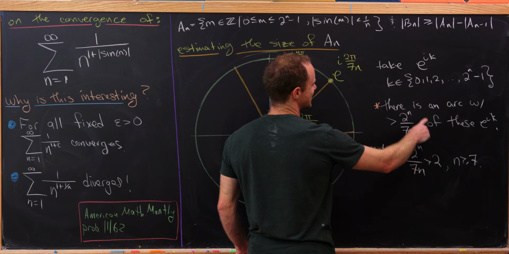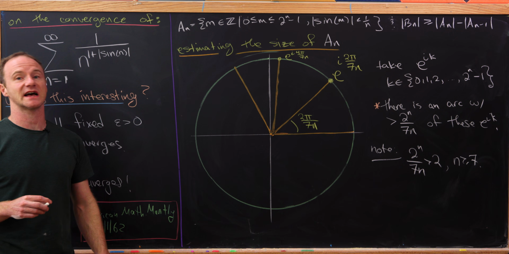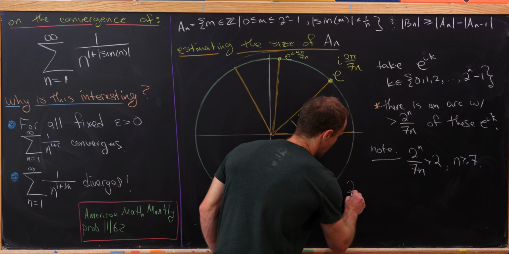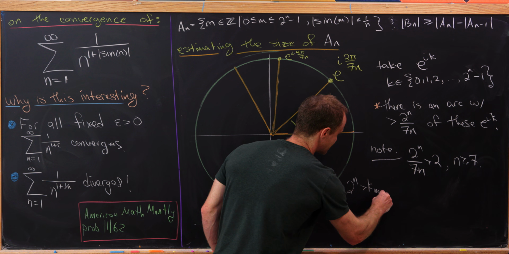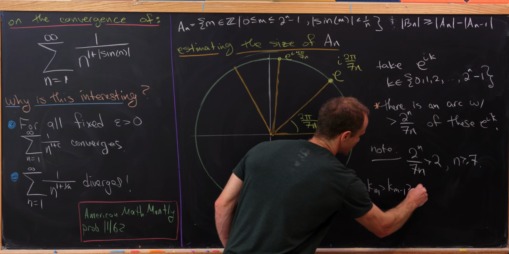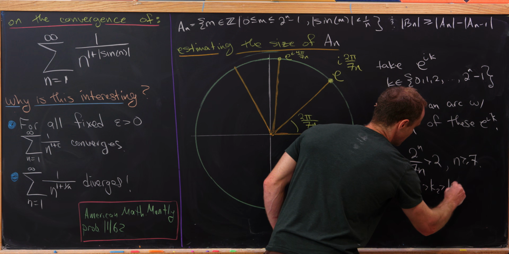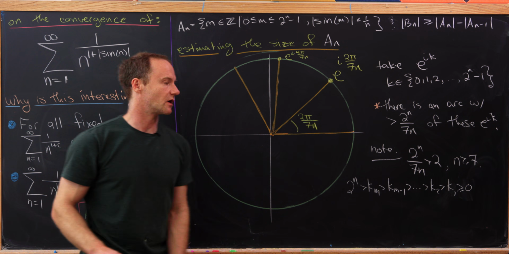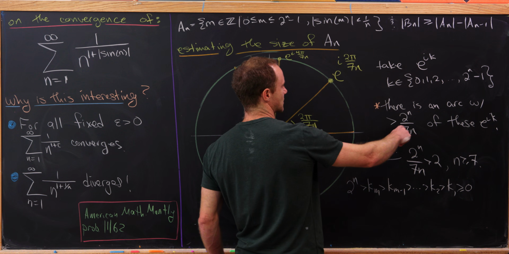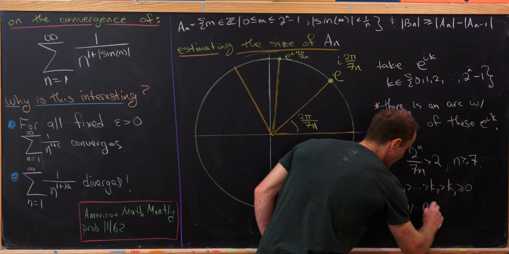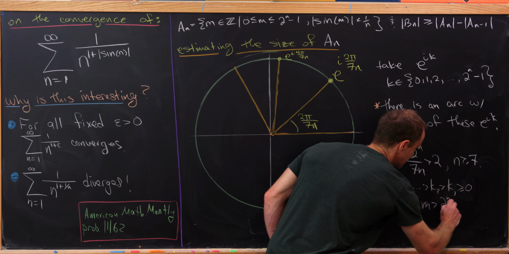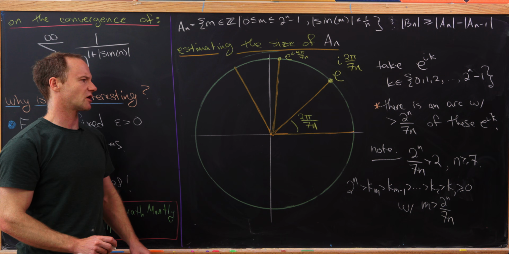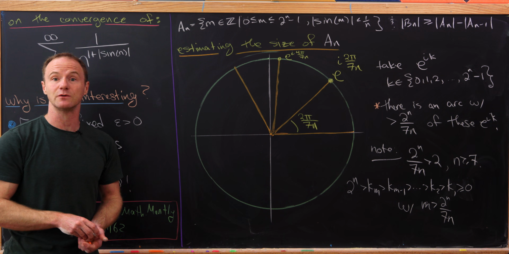Now let's enumerate these k's whose complex exponentials end up in the same part of the arc. We're going to do it in decreasing order. So we'll have 2 to the n is bigger than k sub m, which is bigger than k sub m minus 1, all the way down to k sub 2, which is bigger than k sub 1, which is bigger than or equal to 0. And by our observation right here, we know that this number m is bigger than 2 to the n over 7 times n. Okay, so now we've made this geometric argument, so now let's summarize that and see where that takes us.